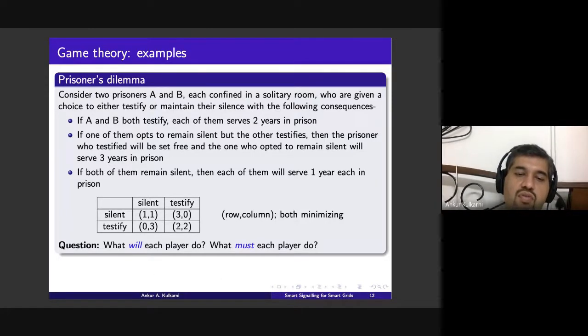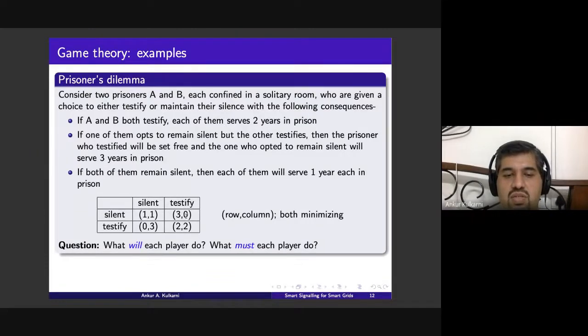So you can write out the number of years in prison that they would get in a matrix like I have written here. Both prisoners have two choices, either to stay silent or to testify. If both stay silent, then they will both get 1 year in prison. If one stays silent and the other testifies, the one who's staying silent gets 3 years in prison and the one who testifies gets 0. So it's 3, 0. If the one on the row testifies and the column fellow stays silent, then the testifying guy gets 0 years in prison and the column guy gets 3 years. And if both testify, they each get 2 years in prison.